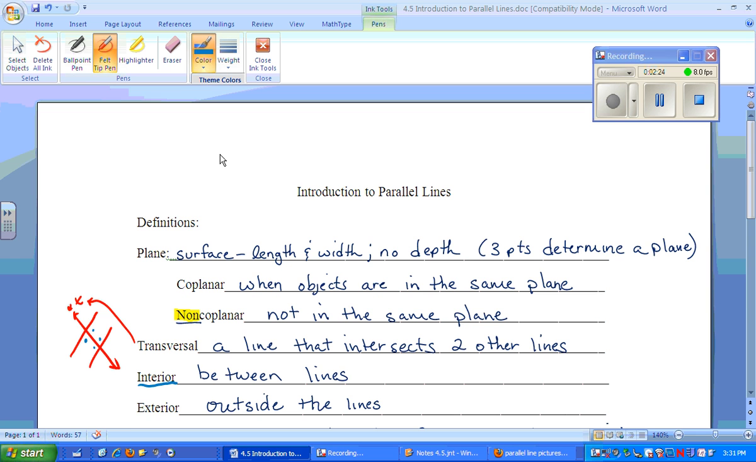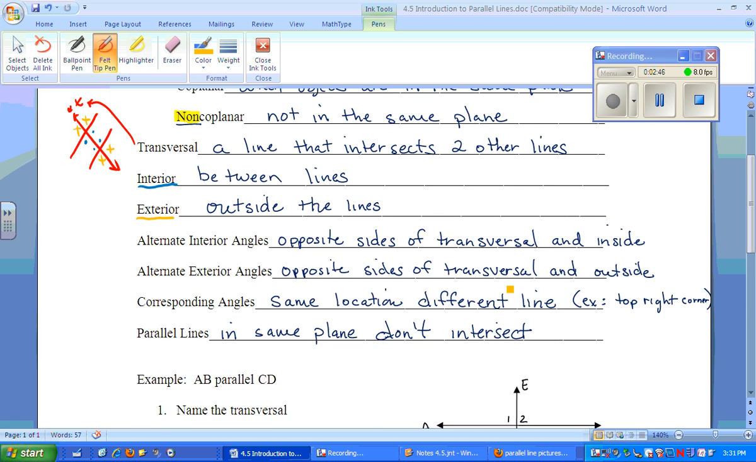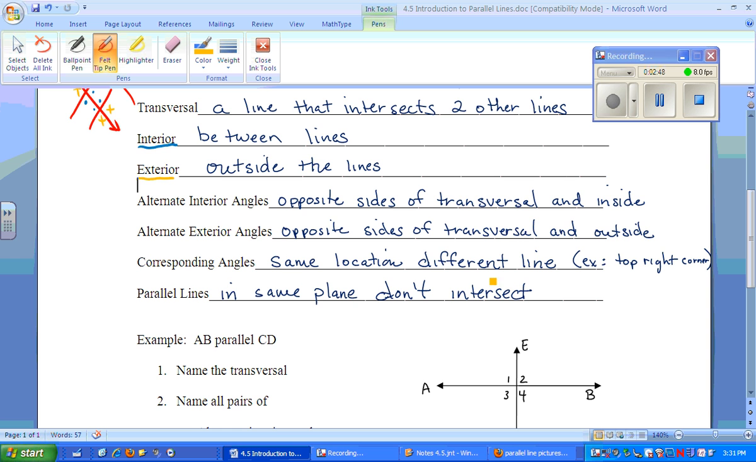Staying up with me? Exterior now, we'll do an orange here. Exterior means outside the lines. Well, inside the lines, now we're going outside the lines. So here, here, here, and here would be exterior. Okay, so you've got to find where those lines are that you're using. You've got to find the transversal, then you've got to tell what's inside and what's outside.